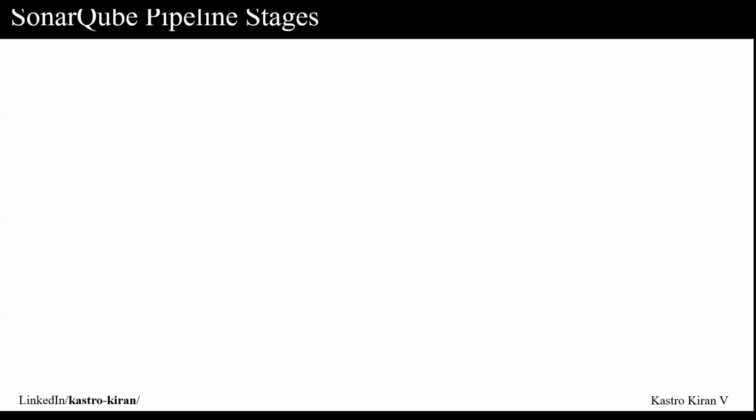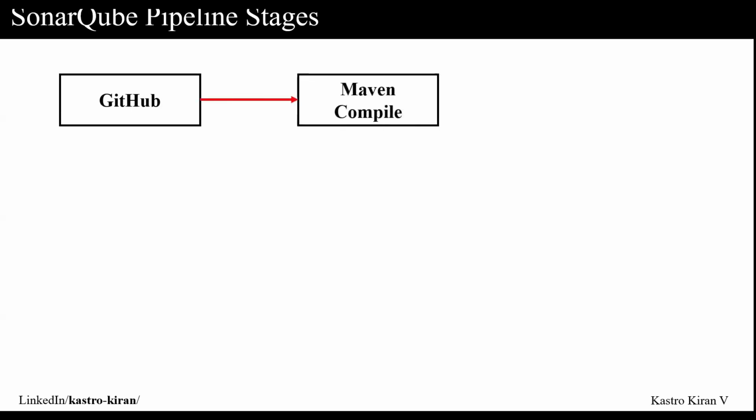Usually, whenever a developer writes the source code, it will be available in the GitHub repository. So the first activity of the Jenkins pipeline is to get the code from the GitHub repository. That stage, I'm calling it the GitHub stage, or you can also call it GitHub checkout. So any name can be given to the stage. That's the first stage. Once the code is available from the GitHub repository, then the second stage we are going to write is known as Maven compile.